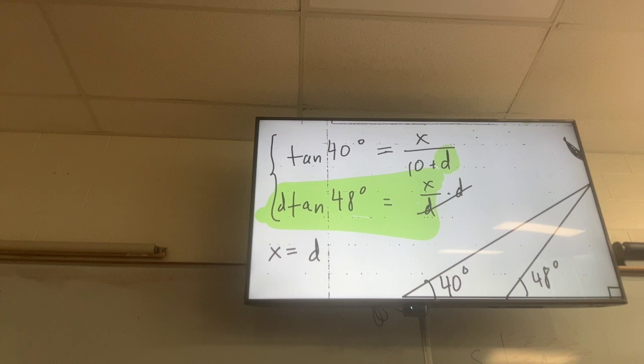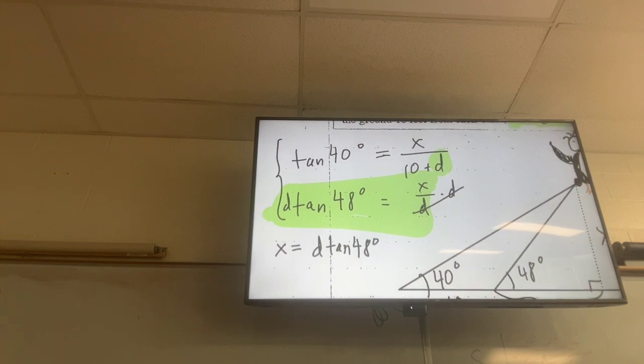So X is going to be equal to D times tangent of 48 degrees. I just got x by itself, that's fine. So this will be useful later. This will be useful at the end of the problem, okay?